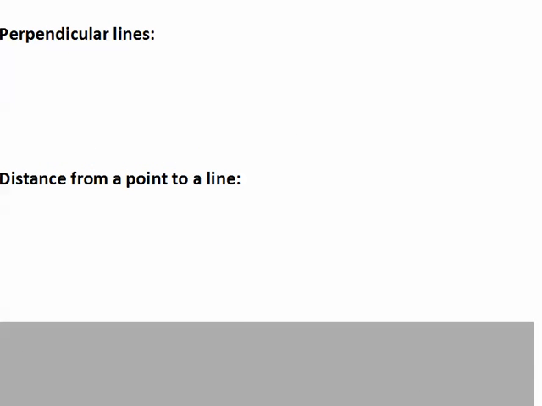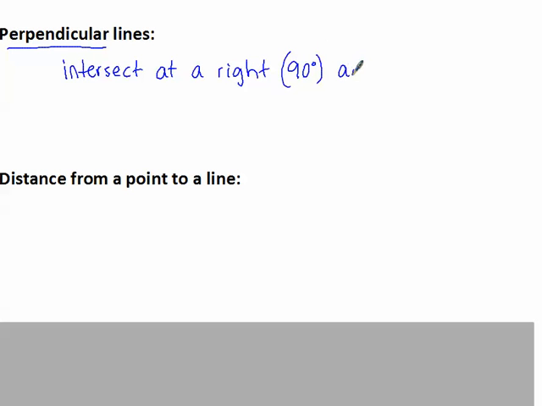Let's review what perpendicular lines means. Perpendicular lines are lines that intersect at a right angle or a 90-degree angle. So remember what they can look like is like this. Here are a pair of perpendicular lines.